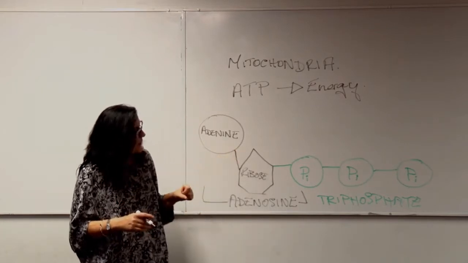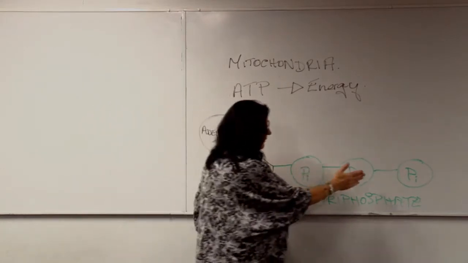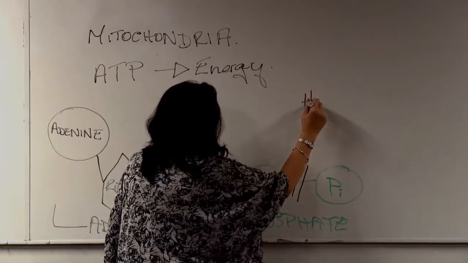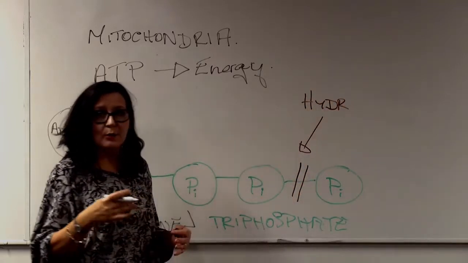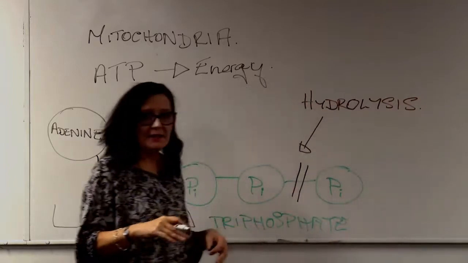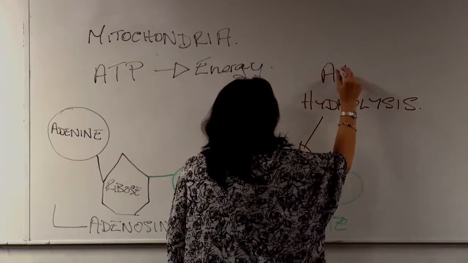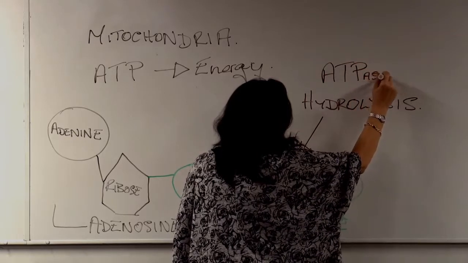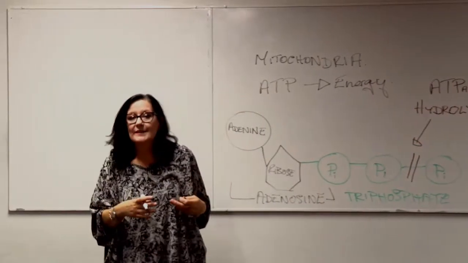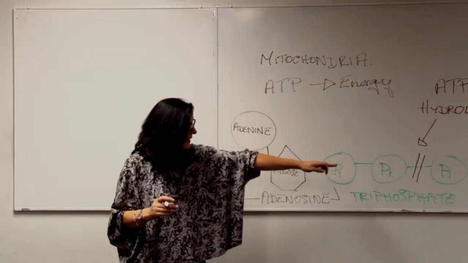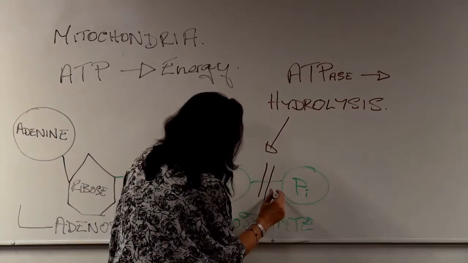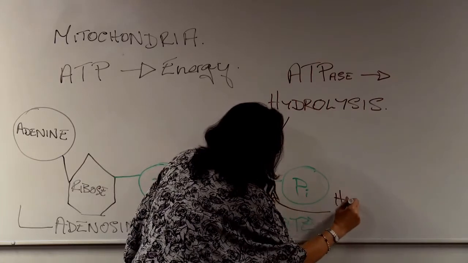So if this is ATP, if we take a phosphate off, and the process that does this is hydrolysis. Basically, you add water. Hydrolysis. And that's done usually by an enzyme called ATPase. Ase, anything ending in ase is usually an enzyme. ATPase hydrolyzes, but it hydrolyzes this high energy bond. So this is a high energy bond.